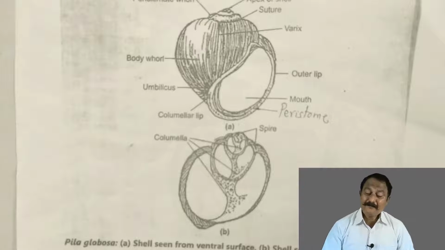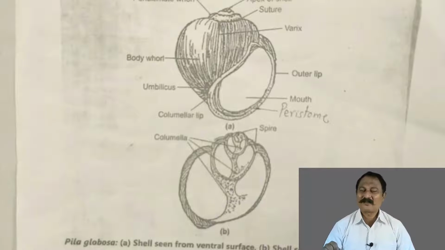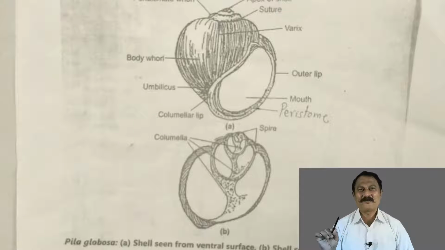Yes, if that shell does not have the umbilicus, that shell is called imperforated shell or unumbilicated shell. Got it? Which? Imperforated shell or unumbilicated shell. Yes.